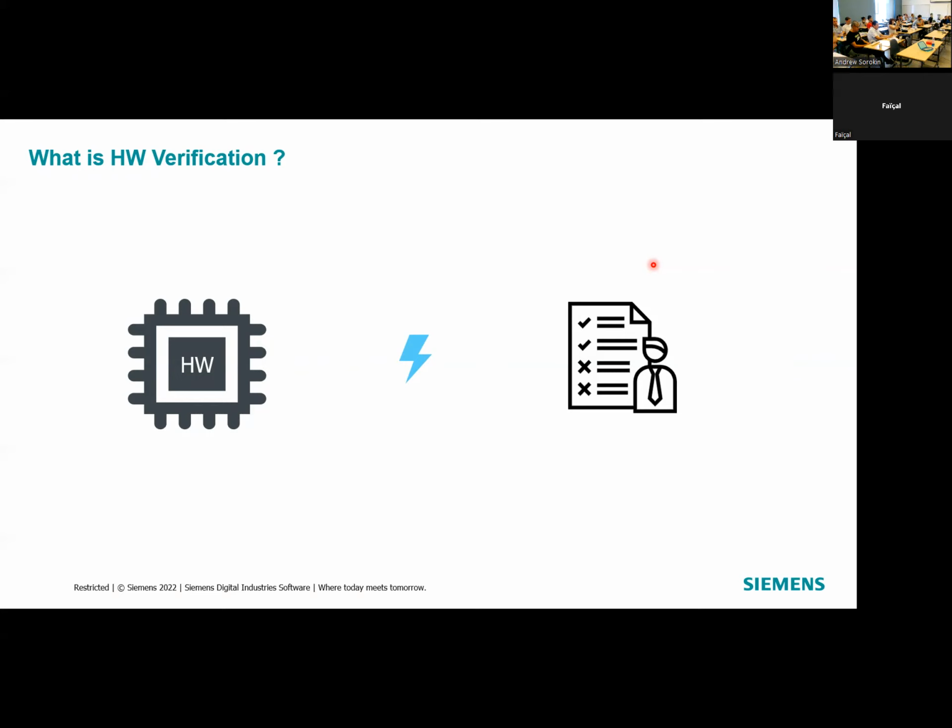So in general, verification is the confrontation of two things, on one hand the specification or the requirement, and on the other hand the hardware implementation. And the goal is to find inconsistencies between the specification and the design. So we might find bugs either in the hardware, in the design itself, or in the documentation.